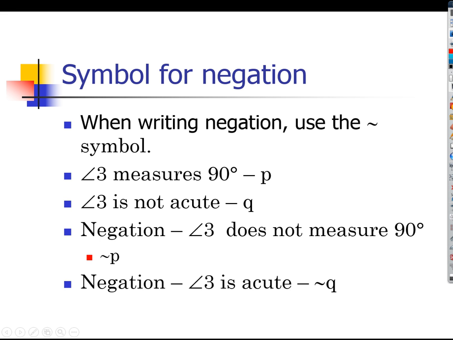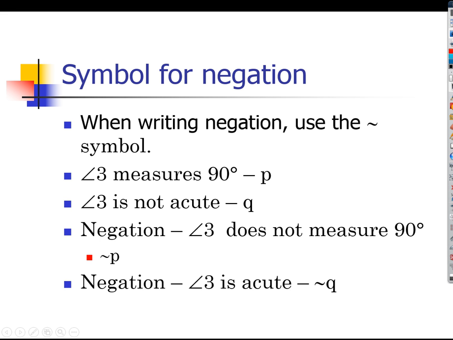Angle 3 is acute. Exactly. Did everybody see that? So now that's kind of tricky. Think about this. If the original statement Q is angle 3 is not acute, think what it means to say, I would just essentially be saying angle 3 is not acute. What does it mean to say something is not acute? It is acute, right? Because a not cancels a not.